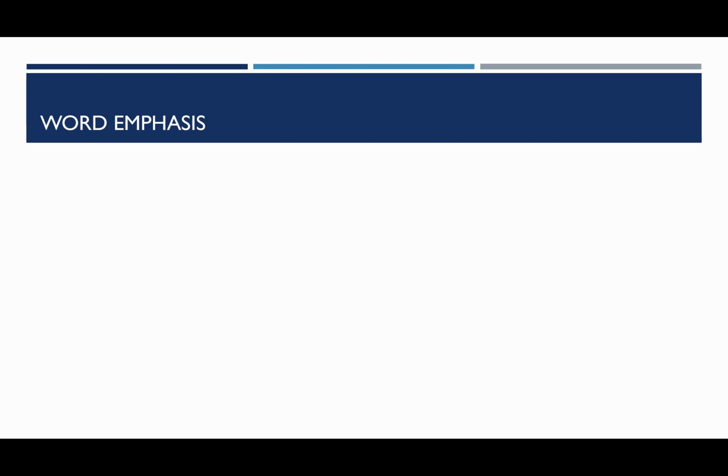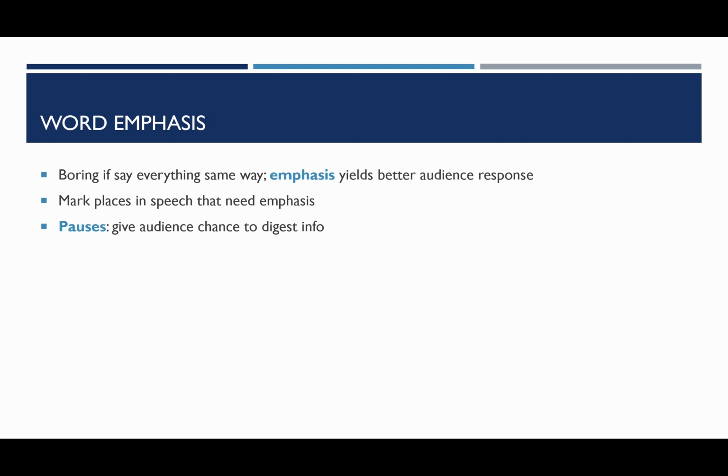This might seem really obvious, but you'll be surprised that it actually takes effort to implement. Obviously it's boring if you say everything the same way, so emphasis helps yield better audience response and helps them become more engaged. When you're starting out, I recommend that you physically use a writing utensil and mark the places in your speech that need emphasis. You'd also need to pause. Use pauses to give the audience a chance to digest the information. We'll have a slide on pauses in a bit.